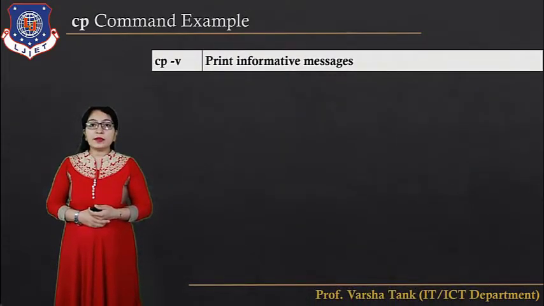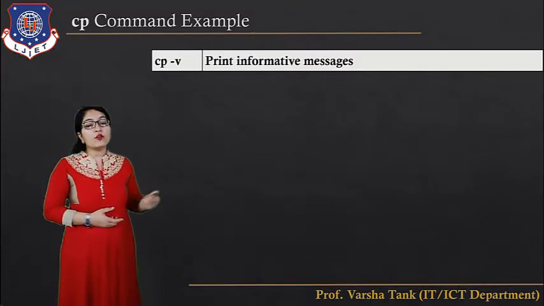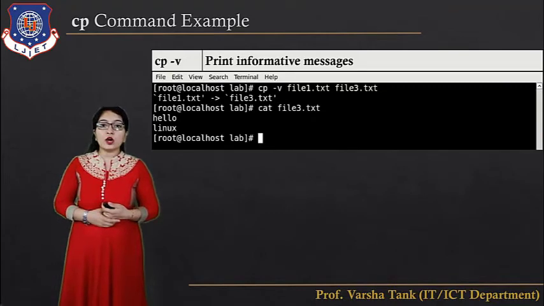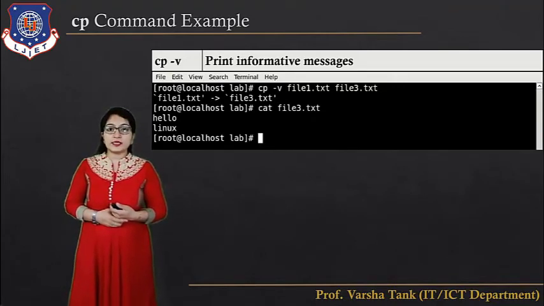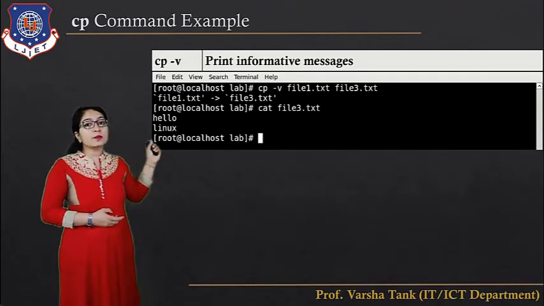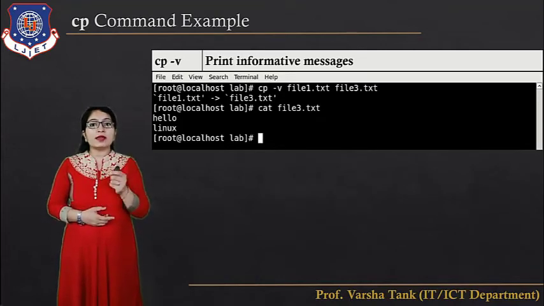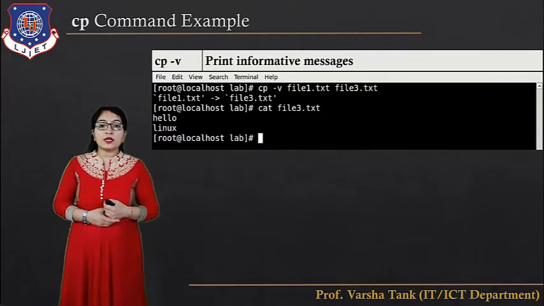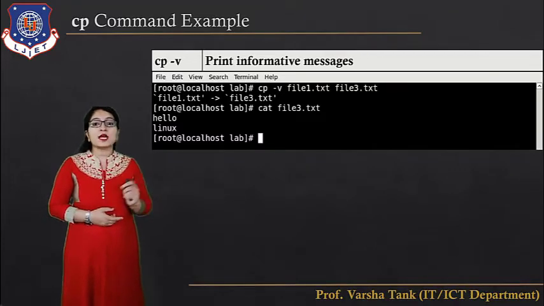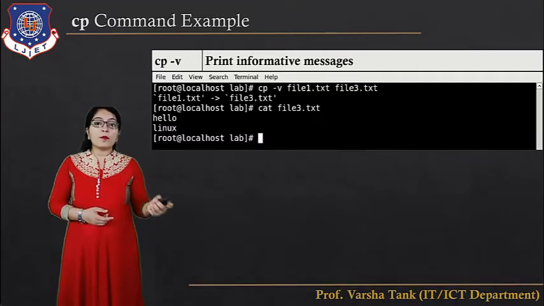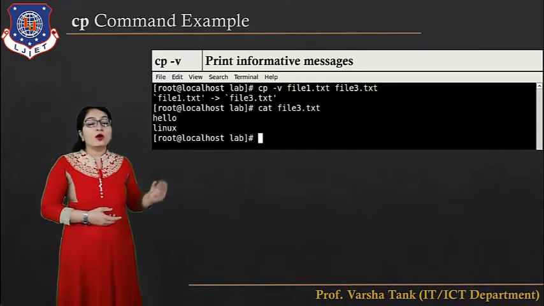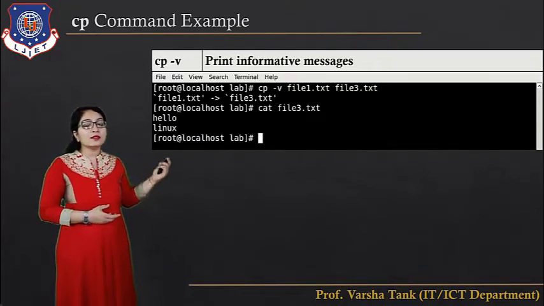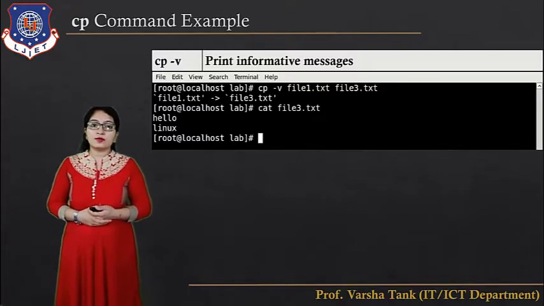Okay, then cp -v, that means print an informative message. So here you can see cp -v file1.txt file3.txt, that means what? Here it prints the informative message file1.txt -> file3.txt. This is the informative message, that means file1 is copied to file3. Then you can describe file3, and you will get the same content that is written in file1.